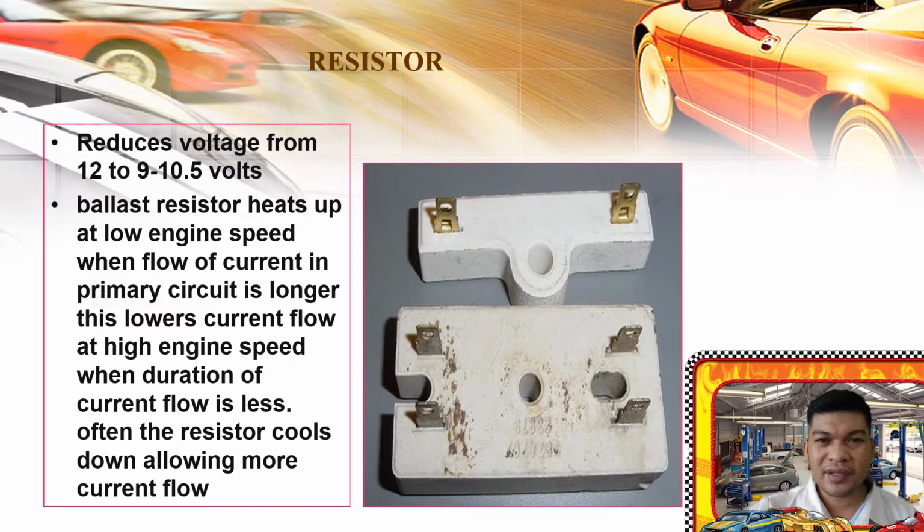Next is the ballast resistor. The ballast resistor reduces voltage from 12 volts to 10.5 volts. The ballast resistor heats up at low engine speed when the flow of current in the primary circuit is longer. This lowers the current flow. At high engine speed, when the duration of current flow is less, the resistor cools down, allowing more current flow.